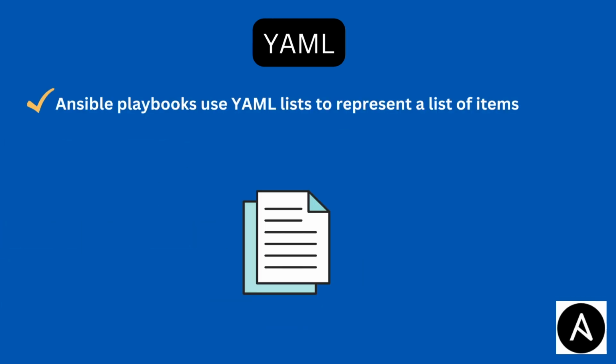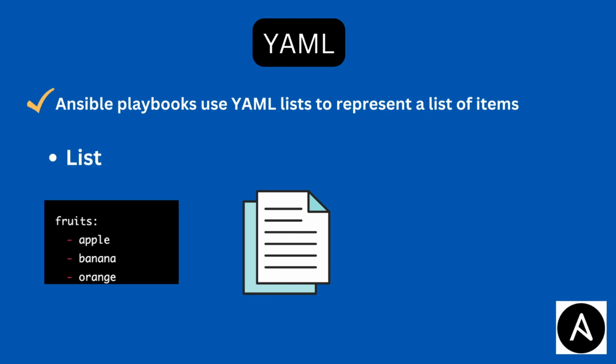Ansible playbook uses YAML list to represent a list of items. Here is an example of list. The fruits key has a list of 3 items: apple, banana, and orange. Each item is preceded by the hyphen symbol and a space.